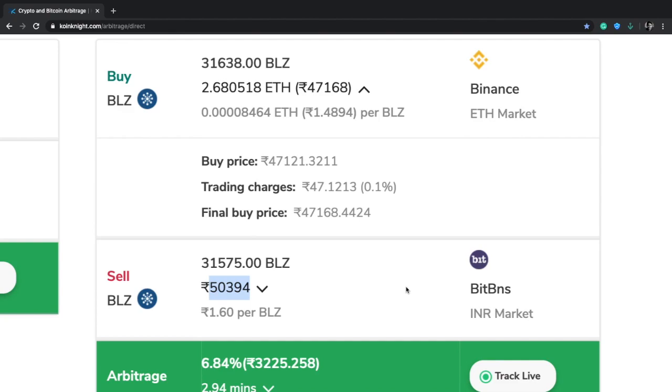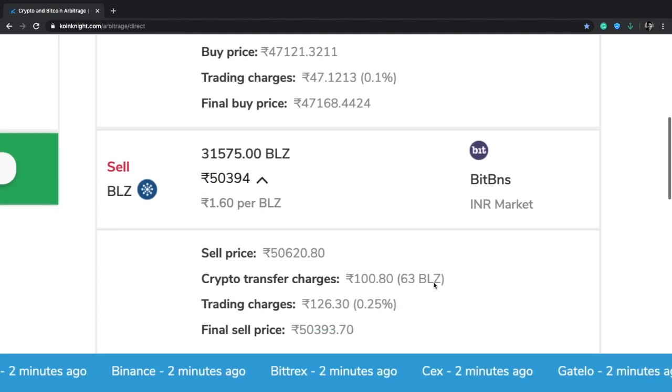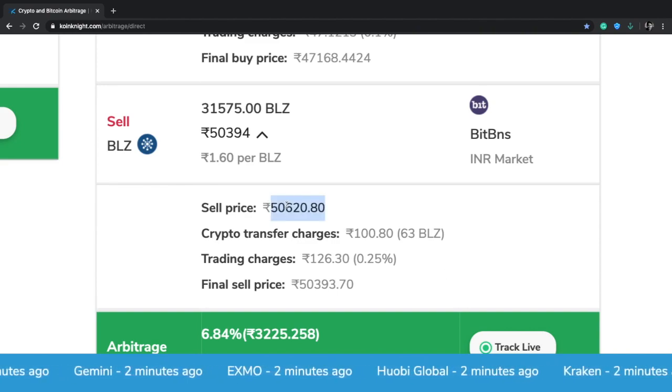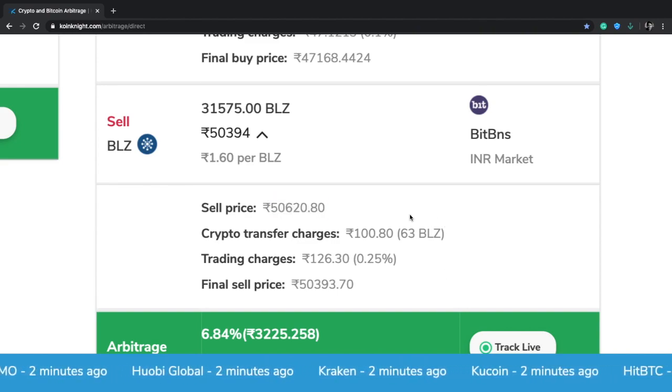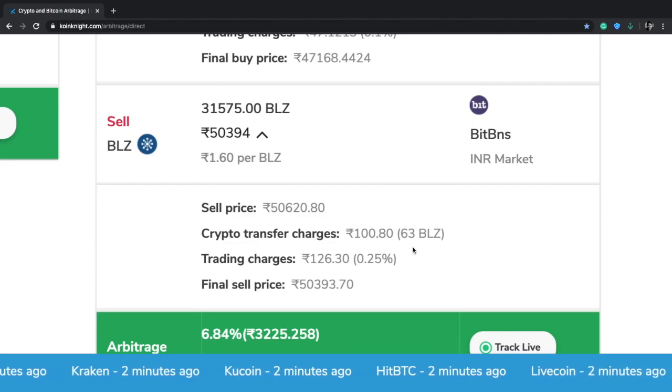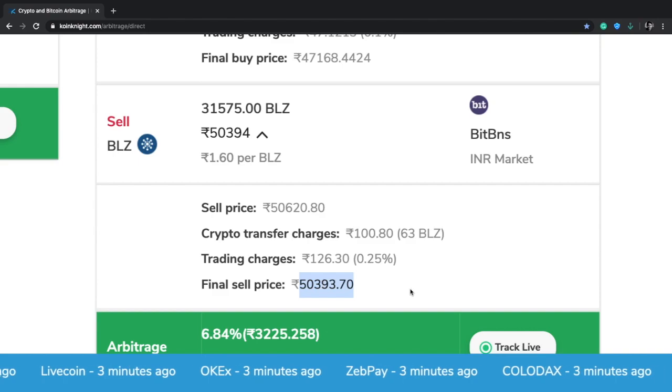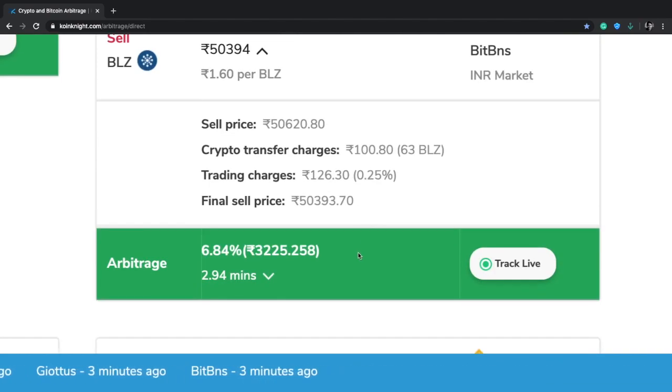You can also track the exact charges breakup by clicking on this dropdown, and this will show you the selling price for 31,638 Bluezell, which is 50,620.80 INR. Here, we have reduced the crypto transfer charges and trading charges to give you the final amount you will receive after selling the coin.